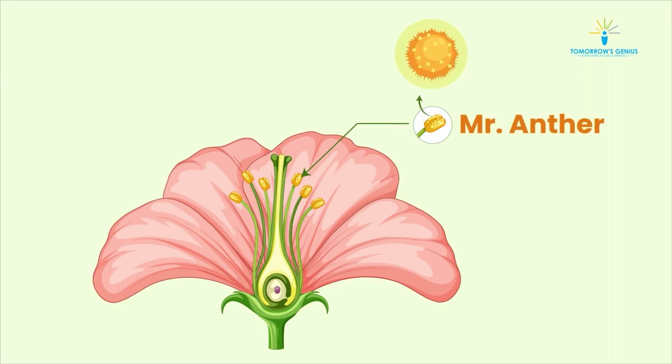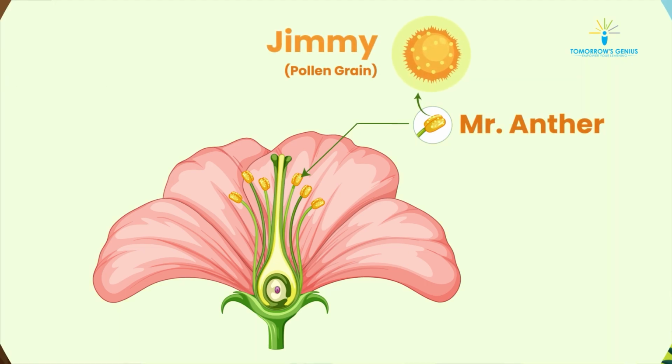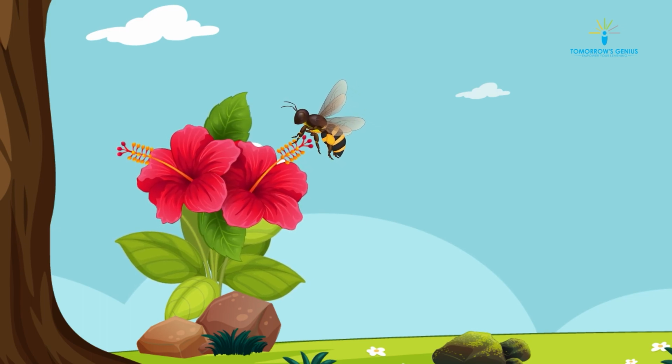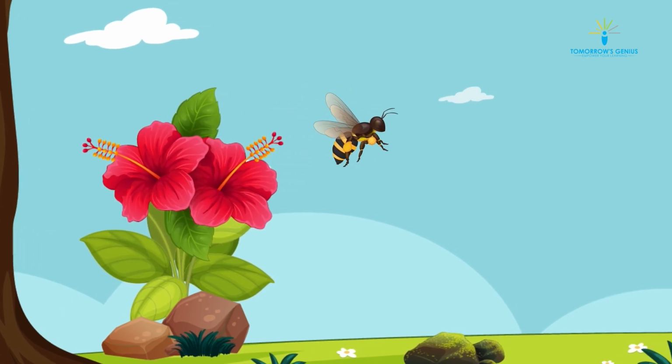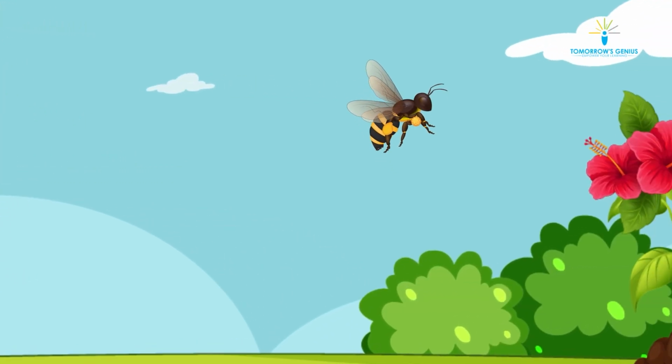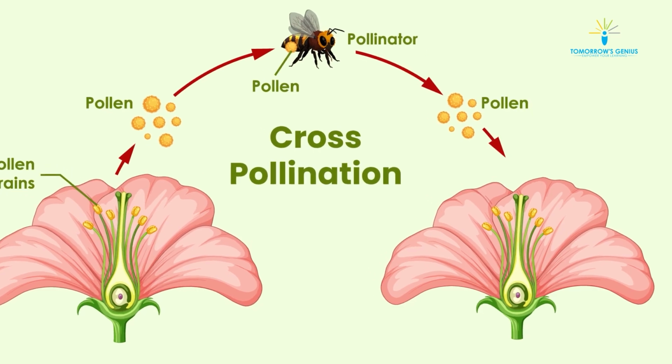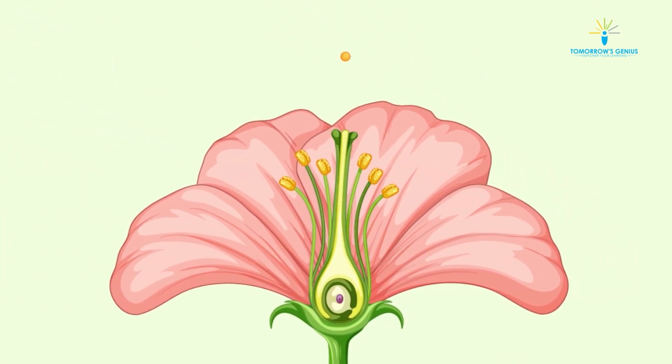When Jimmy grew up, he no longer wanted to stay with his father, Mr. Anther. One day, there came a bee. Jimmy attached himself to the bee so that he could be transported onto another flower through the bee for cross-pollination. Jimmy landed on the stigma of that flower.